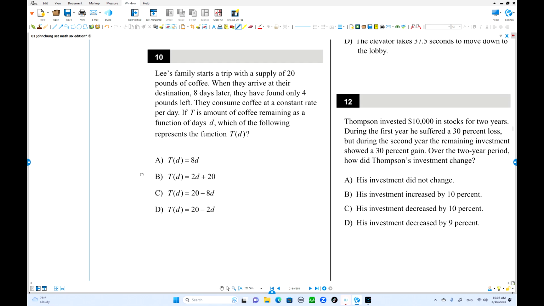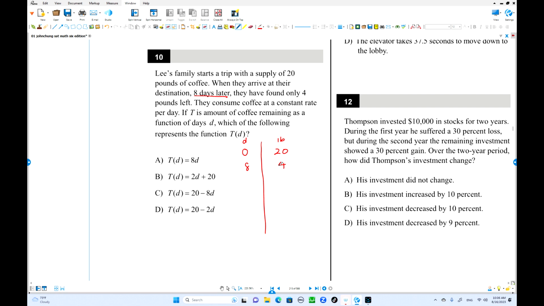Number 10. This family starts a trip with a supply of 20 pounds of coffee when they start the trip. Okay, when they arrive at their destination 8 days later. So when they start, that is 20 pounds. That is the number of days. This is the amount of coffee in pounds. 8 days later, they found only 4 pounds left. They consume the coffee at a constant rate per day. That is linear, right? Same amount decreased.